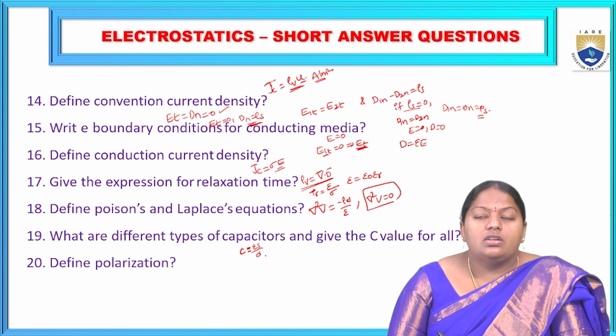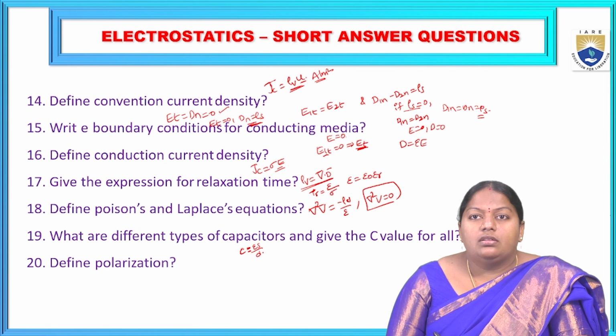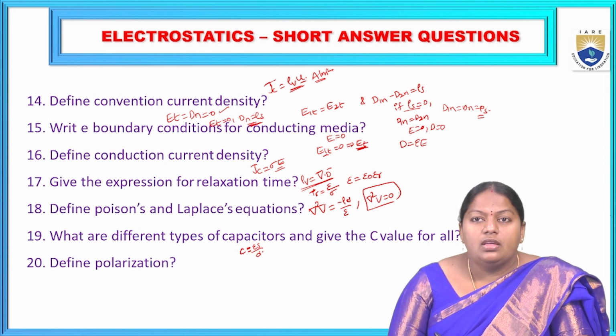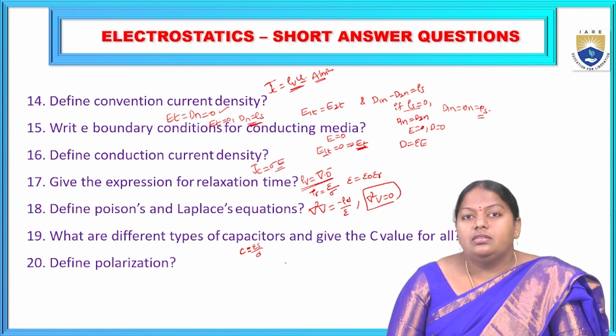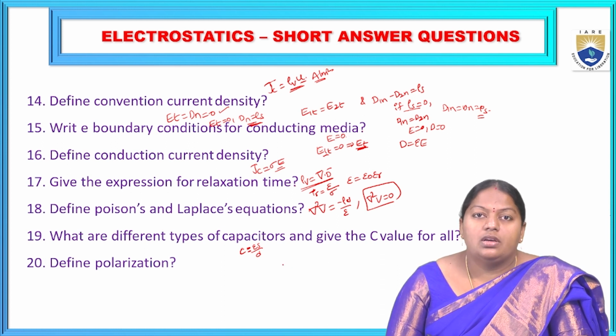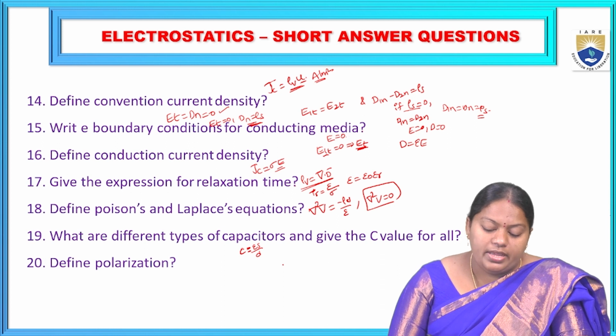So C equal to epsilon S by d for the parallel plate, for the cylindrical type 2 pi epsilon L by ln of b by a, and for the spherical type 4 pi epsilon by 1 by a minus 1 by b, where a and b are the inner and outer sphere radii.